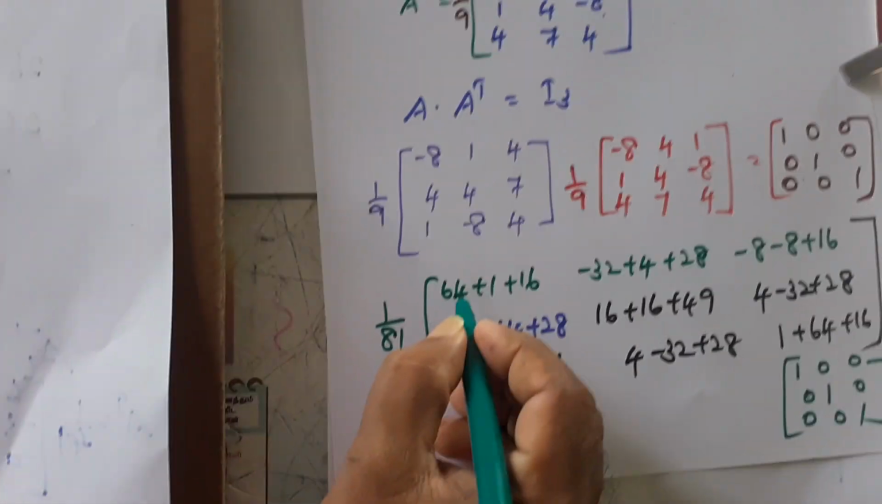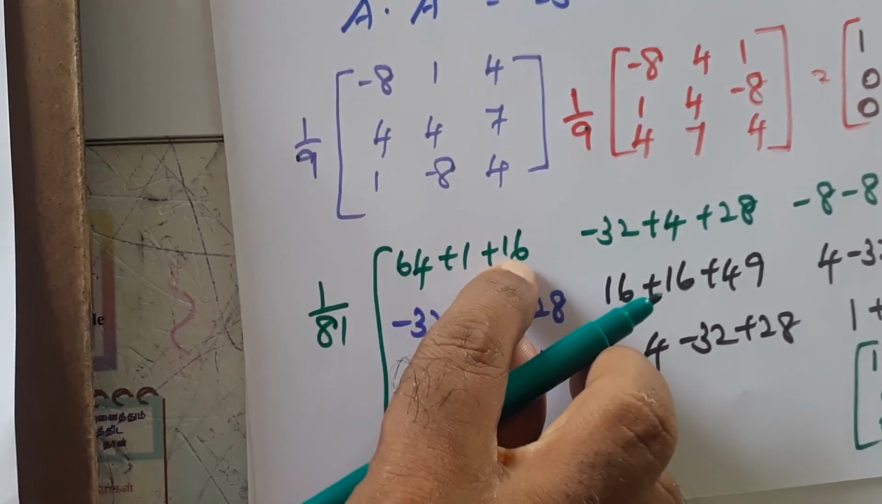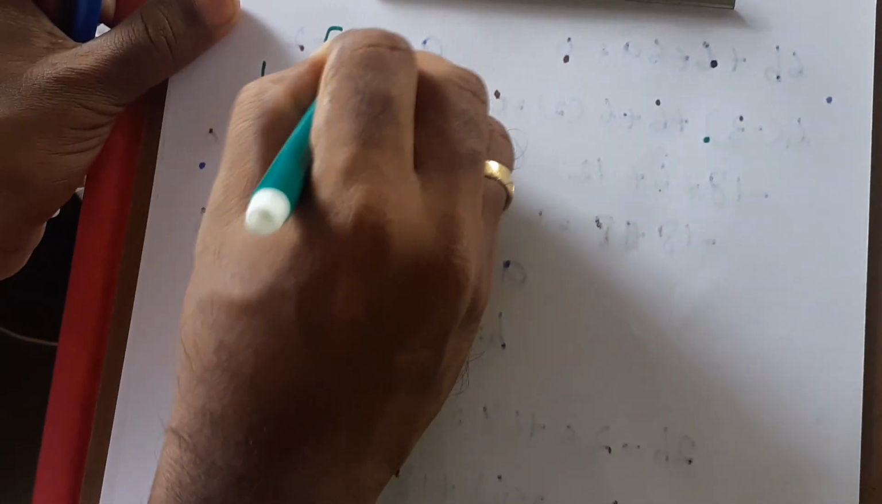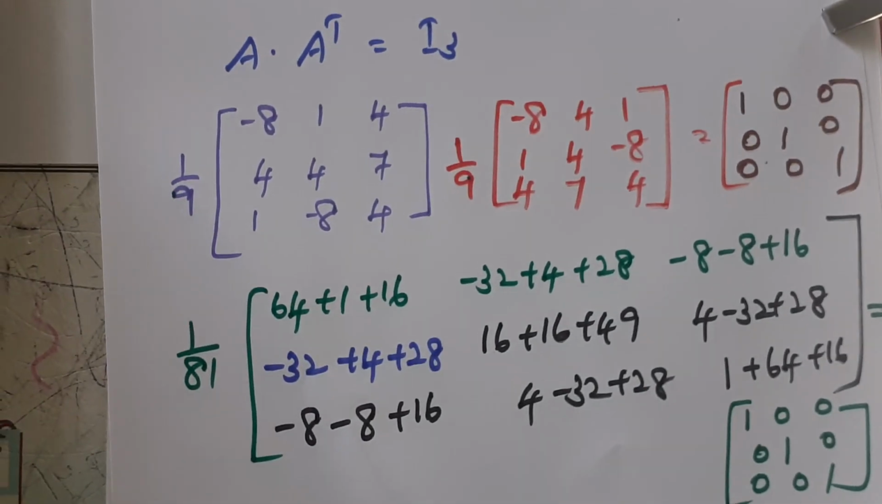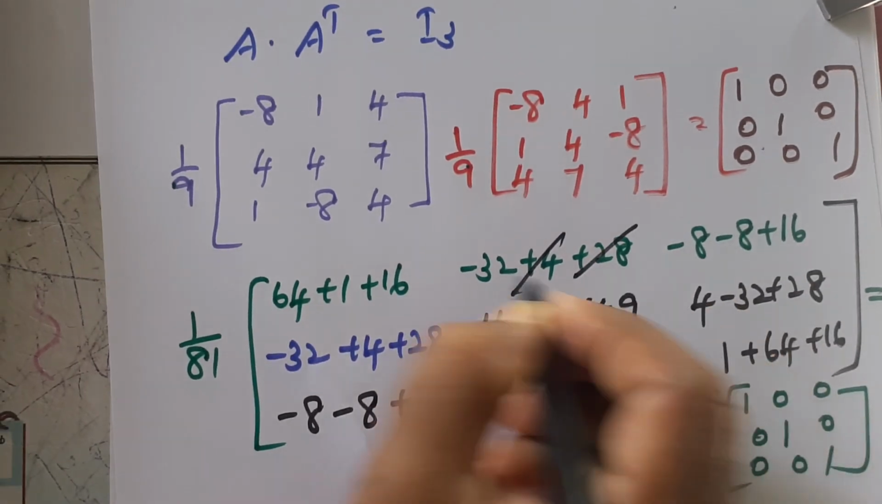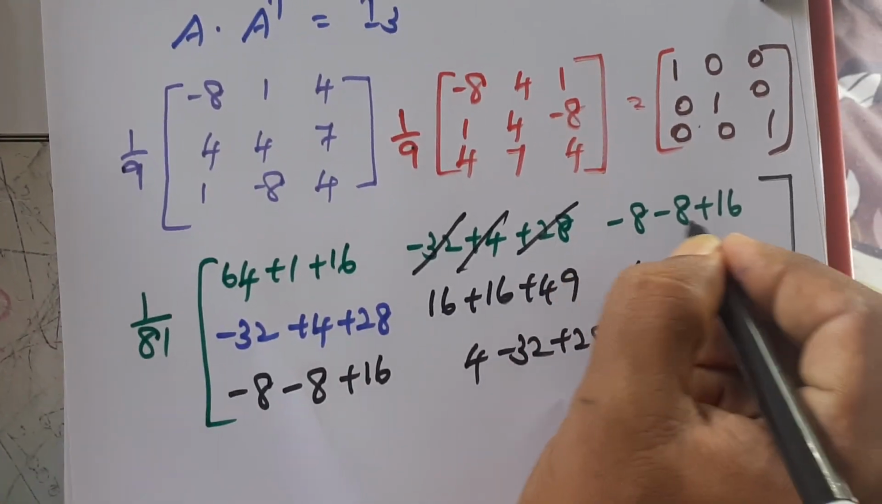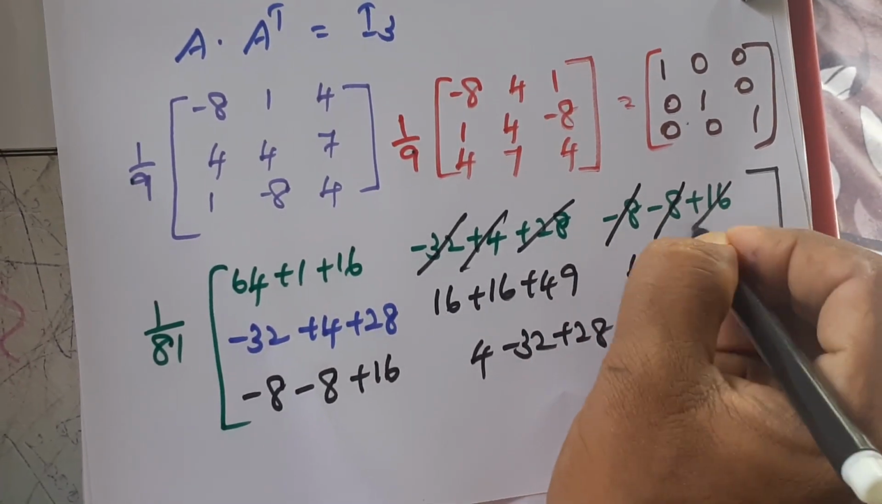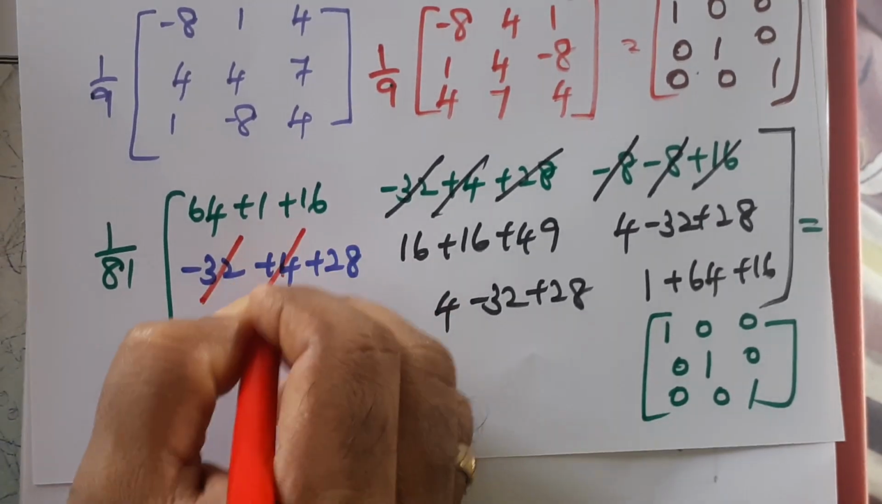Okay, now I am simplifying the terms. 64 plus 1, 65. Outside we have the constant term 1 by 81. Then 64 plus 1, 65. 65 plus 16 is again 81. Then next term, minus 32, plus 4, plus 28, plus 32: minus 32 and plus 32 cancel. Again minus 8 means minus 16 and plus 16, so the second term is also cancelled. Again minus 32 will be cancelled, because plus 4 plus 28 means plus 32.